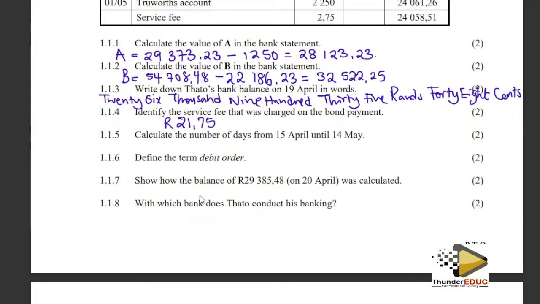Calculate the number of days from 15th April until 14th May. Someone would have said they are 29, because someone would add 15 April plus 14. You get 29. Then the other one would have said 30, because once you count including this. Anyway, let's see how we can do this.